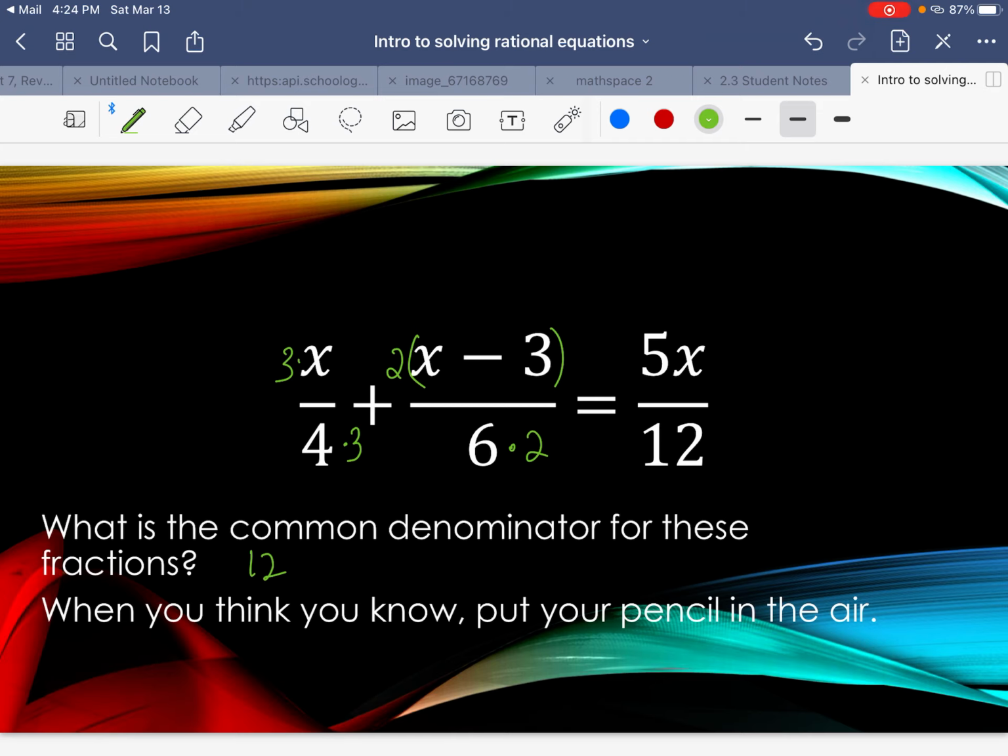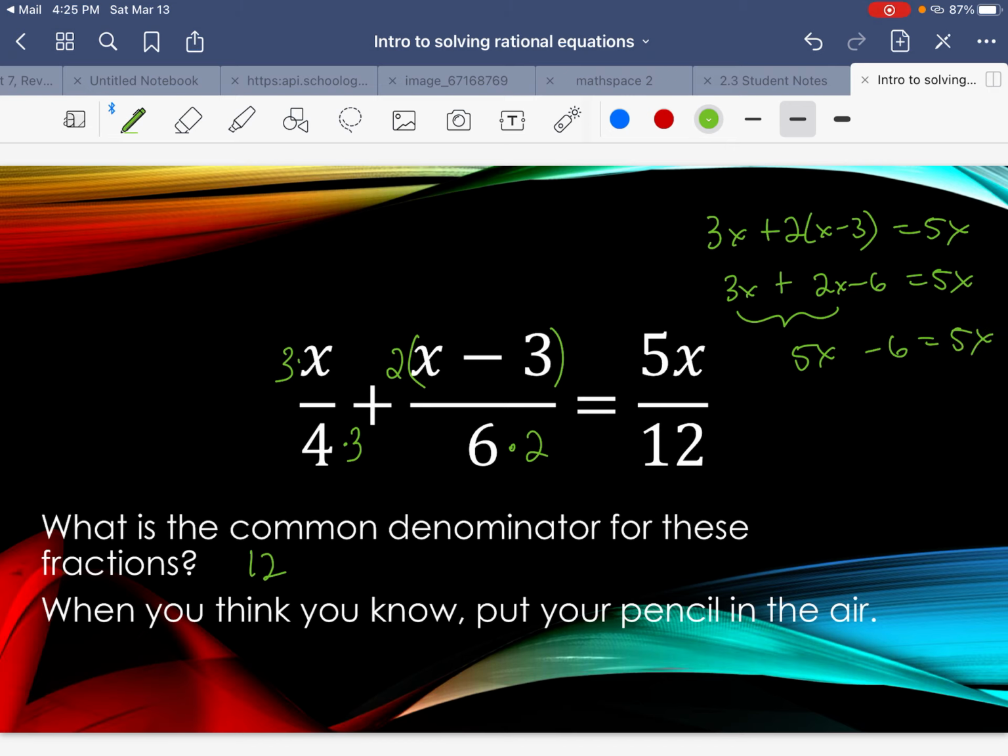All right, so now that all the denominators are 12, I can just forget about them, and I have this equation up top. 3x plus 2, and then x minus 3 in parentheses equals 5x. And if I solve that, I'll see what x is. So I got 3x plus, let's see, this gets me 2x minus 6 equals 5x. So this right here gets me 5x minus 6 equals 5x. So it turns out this has no solution.